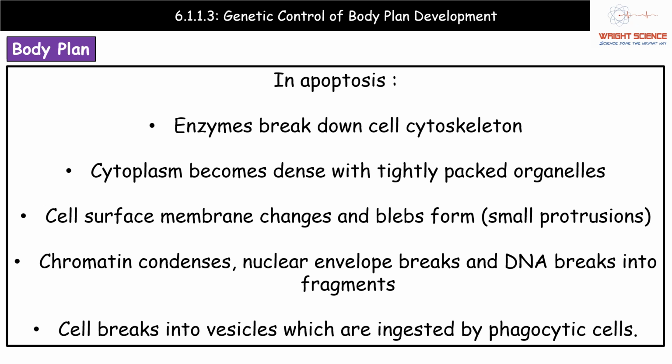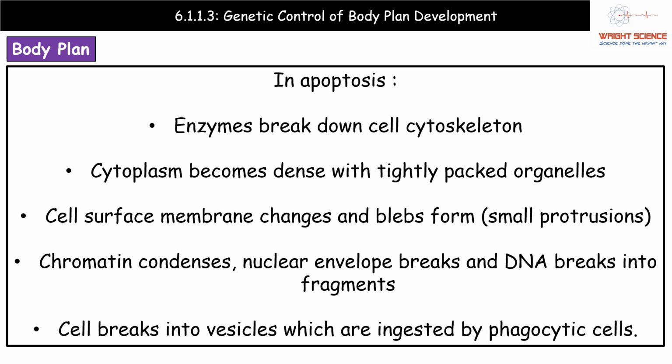So in apoptosis, the first thing that we're going to see happening is the cytoskeleton needs to be broken down by enzymes. Because remember, the cytoskeleton is all about providing that shape to the cell. The cytoplasm becomes very dense with these tightly packed organelles as we're obviously breaking down more of the actual cytoskeleton there. And therefore, we're then going to be able to form these little things called blebs. Now, a bleb is a small protrusion from the cell surface membrane.